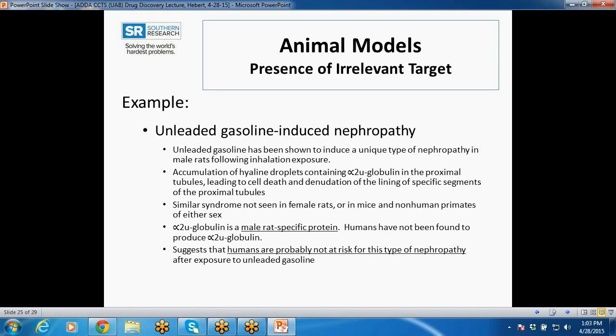materials from the urine. However, the same thing wasn't seen in female rats, it wasn't seen in mice, and it wasn't seen in non-human primates. And it turns out that alpha-2 microglobulin is a male rat specific protein. It's not found in humans. So that suggests that the results of that test in rats are not relevant to humans because it's an irrelevant target.